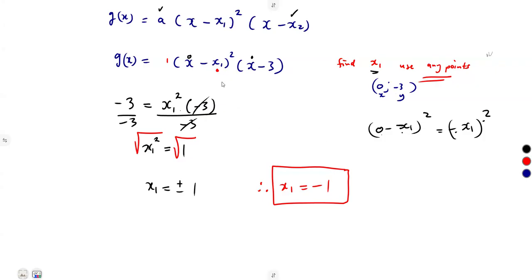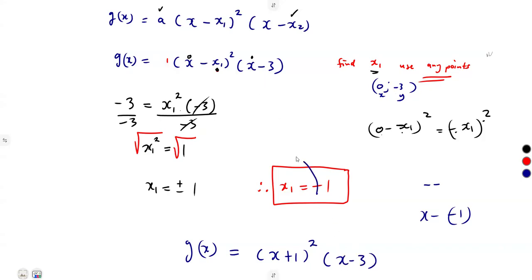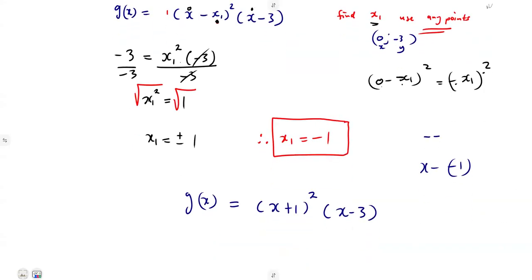In order for us to expand, this was the missing what? Value. So you're going to take back the gx that you had. The gx can therefore be written as, remember our a is what? 1. So just ignore that one. So it's going to be x minus x1. Remember our x1 is negative 1. So minus is going to be a positive. x plus 1 squared into what? x minus 3. So you substitute the value of x1 in place of x1. That bracket was going to be a positive.